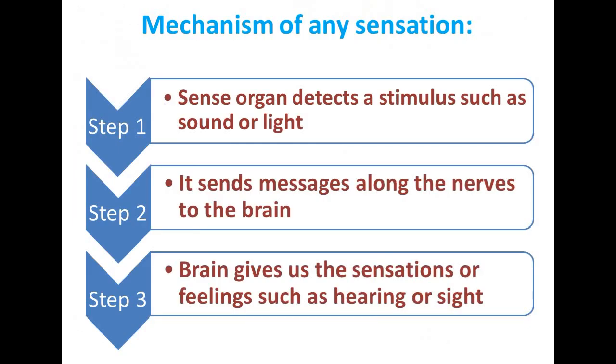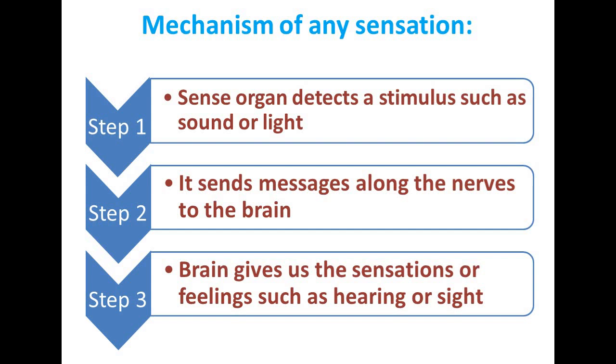Now moving on, let's have a look at the mechanism of any sensation. There are basically 3 steps involved. Step number 1 is that our sense organs detect a stimulus or a change such as sound or light. For example, if we are exposed to a dark light or a very bright light, our eyes will detect the change. For instance, if we are exposed to a loud sound, then our ears are going to detect the change, that is the stimulus. So this is the first step, detecting the stimulus by the sense organs.